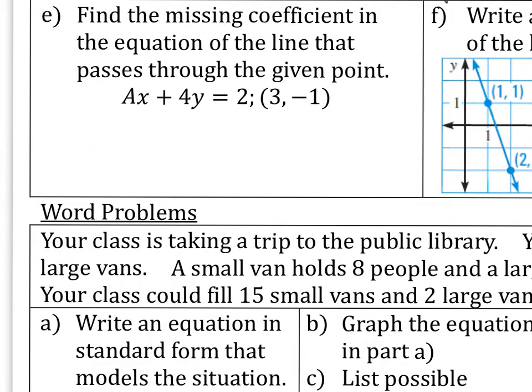Part E. Find the missing coefficient in the equation of the line that passes through the given point. Okay, so now we're given a point and we can simply substitute the point in. So I could substitute 3 for x. That would be a 3 plus 4 times -1, which goes to 2. And then 3a would equal 2 plus 4. 3a equals 6. A would equal 2.